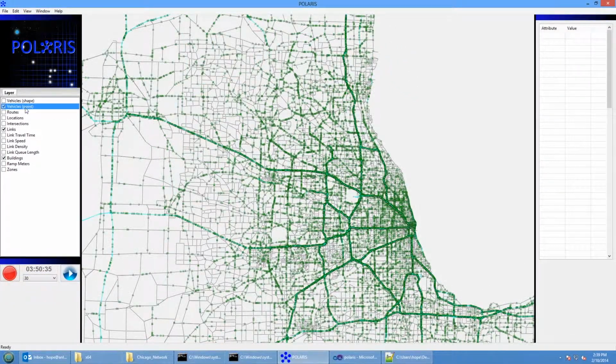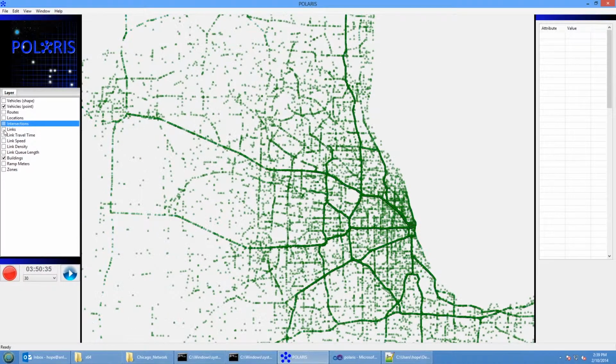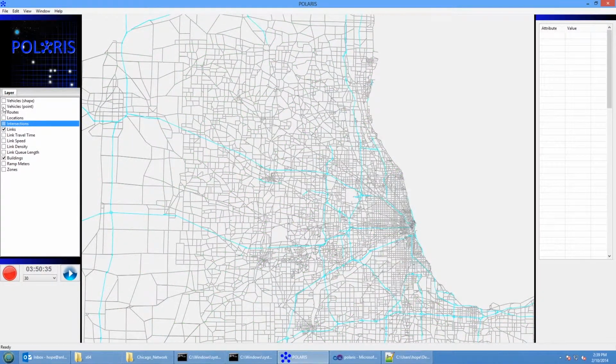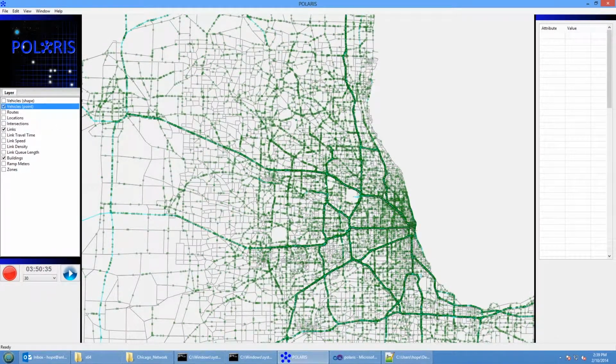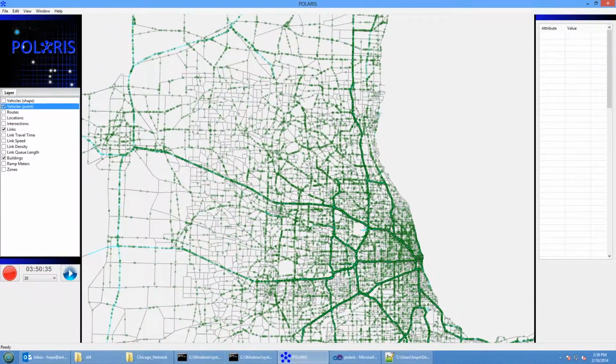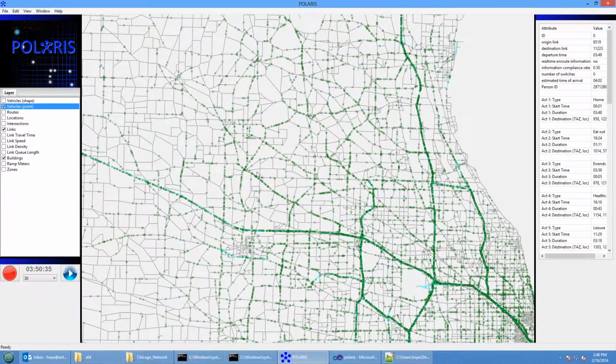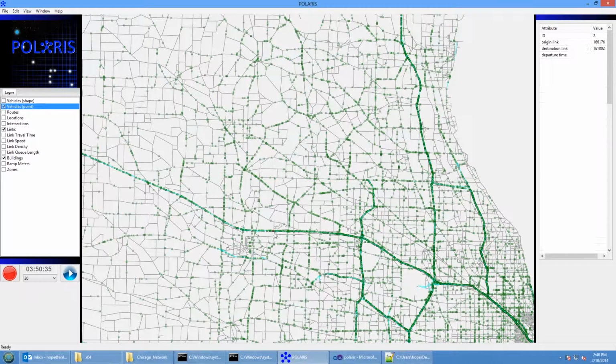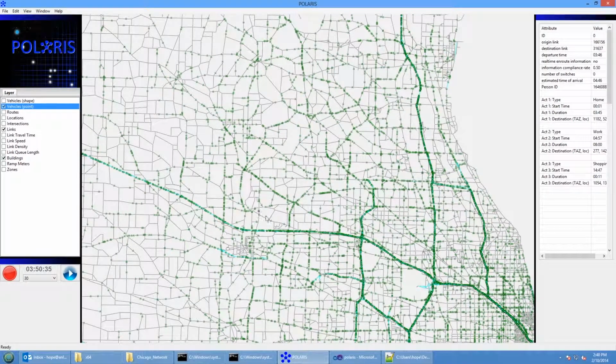Individual layers may be selected or turned on and off as in a GIS software. We can quickly browse vehicles or select one individually. The selection feature allows you to get an under-the-hood perspective about what each traveler is thinking every second of the day.